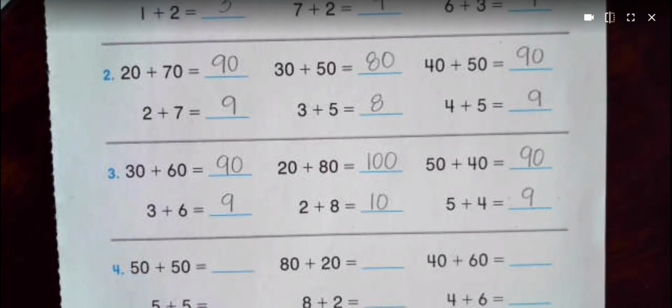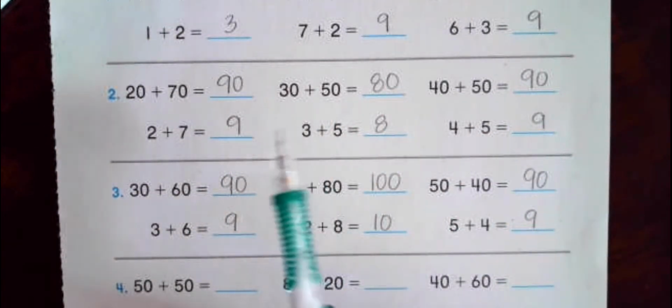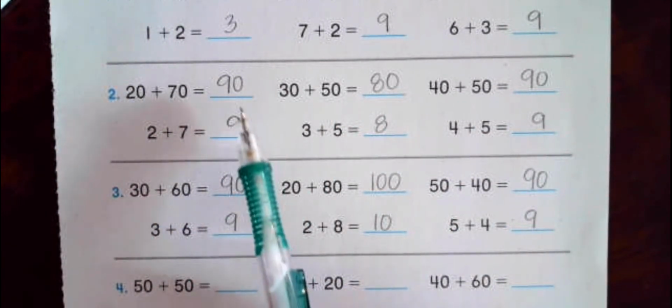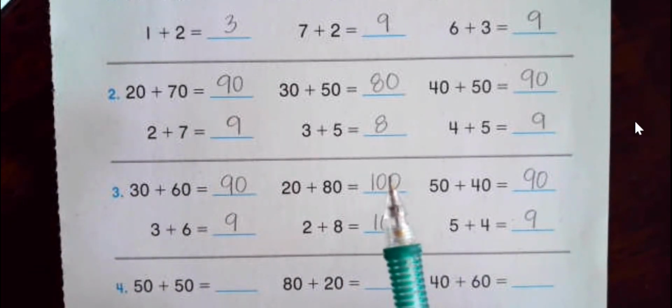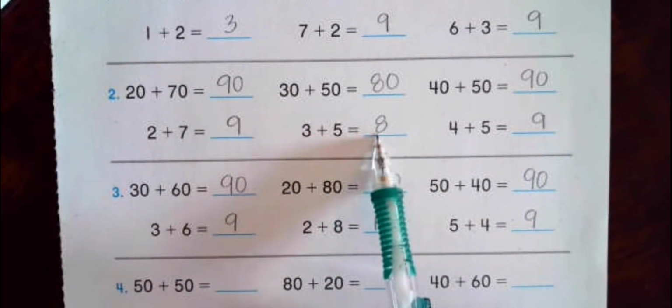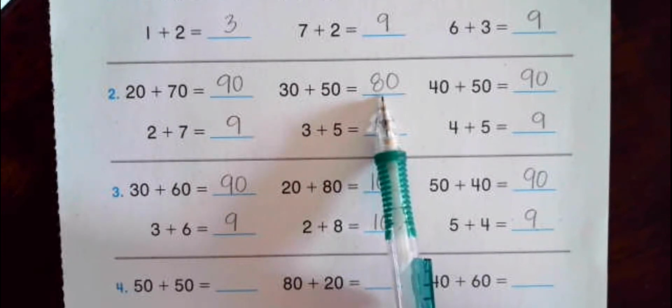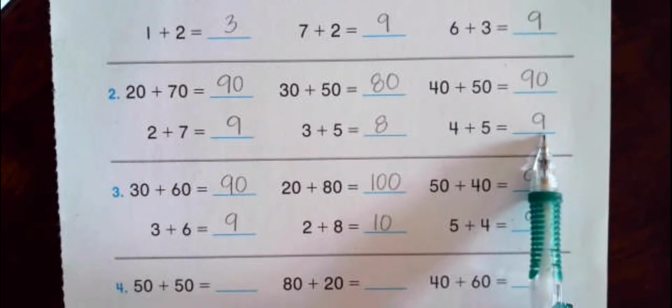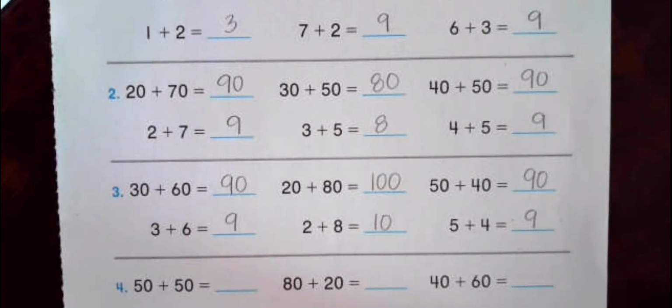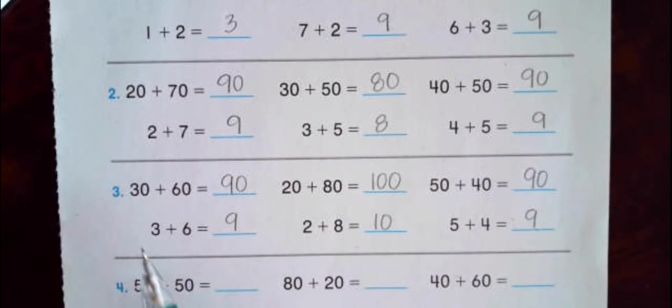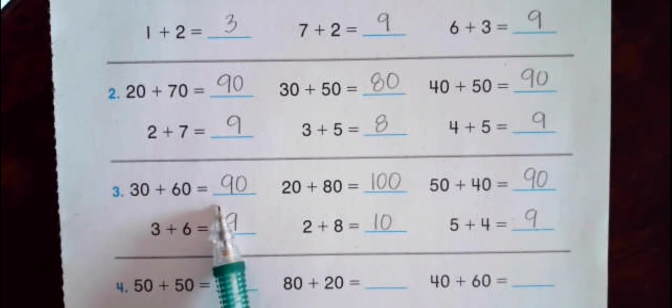Okay, go ahead and check your answers with mine. Again, you're supposed to solve the bottom ones first. So I get 2 plus 7 equals 9. So 20 plus 70 equals 90. 3 plus 5 equals 8. So 30 plus 50 equals 80. And 4 plus 5 equals 9. So 40 plus 50 equals 90. Going down to the next one, I have 3 plus 6 equals 9. So 30 plus 60 equals 90, just adding on that 0.